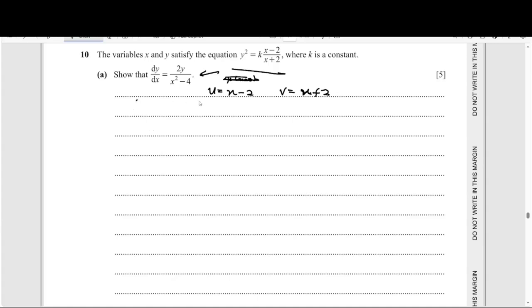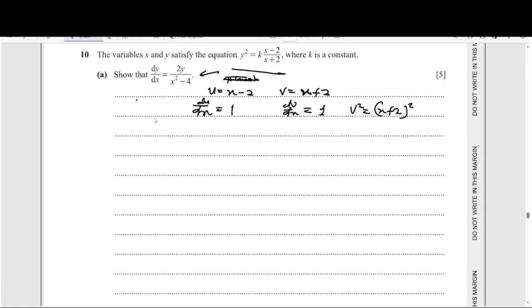So since u is this, du dx is equal to 1, right? And then dv dx is equal to 1, right? And then v squared is equal to x plus 2 all squared. There's no need to expand this. So let's differentiate it.